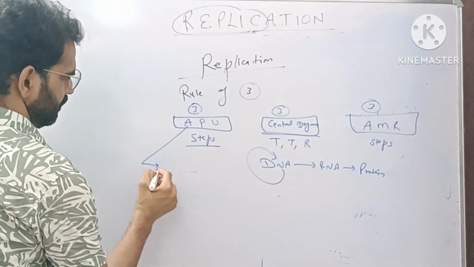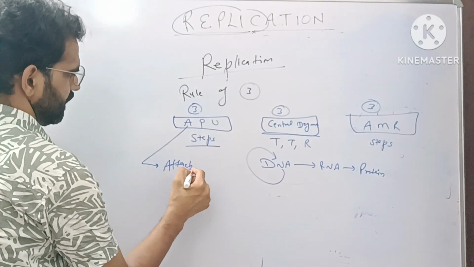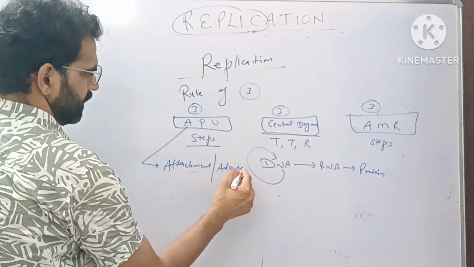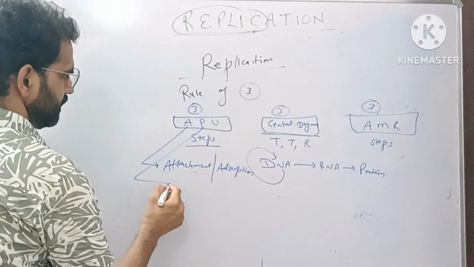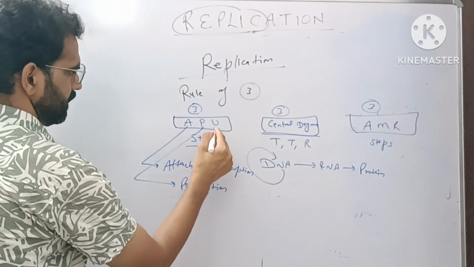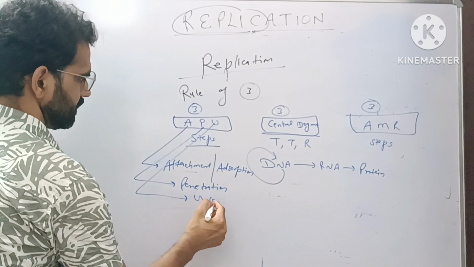These are known as: A means attachment or adsorption. P means penetration, and this U is the uncoating.